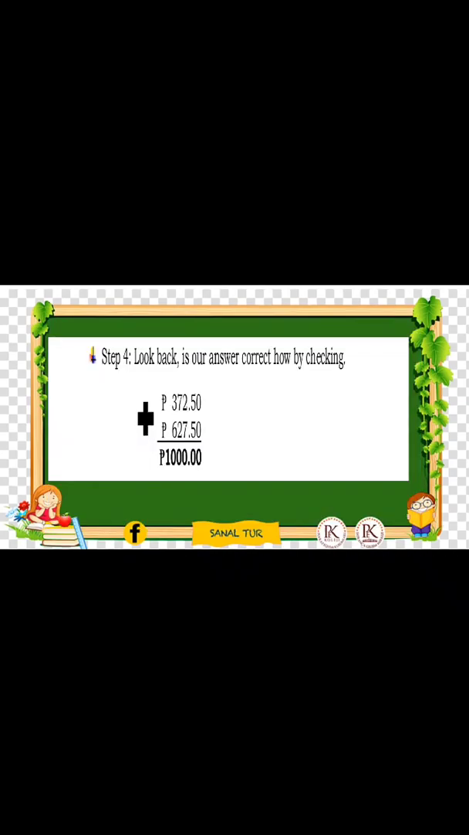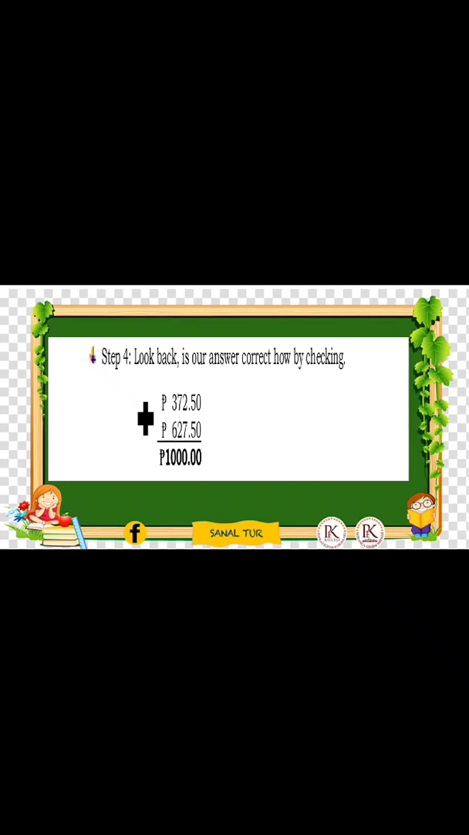Fourth step. Okay, so let's try to check now if our answer is correct. So step 4, look back. Is our answer correct? How? By checking. So what are we going to do? We need to get the amount that is 1,000 pesos. So what are we going to add? The total amount that mother bought, that is 372 and 50 centavos. And her change, that is 627 and 50 centavos.